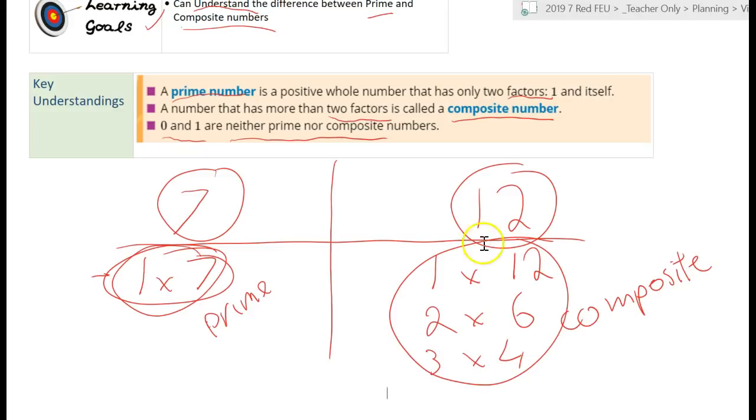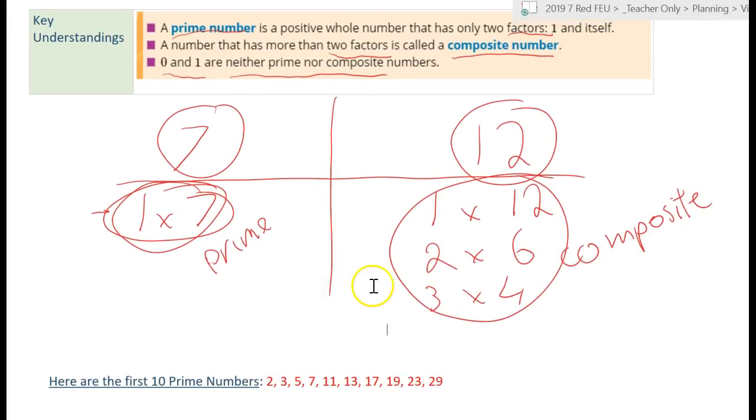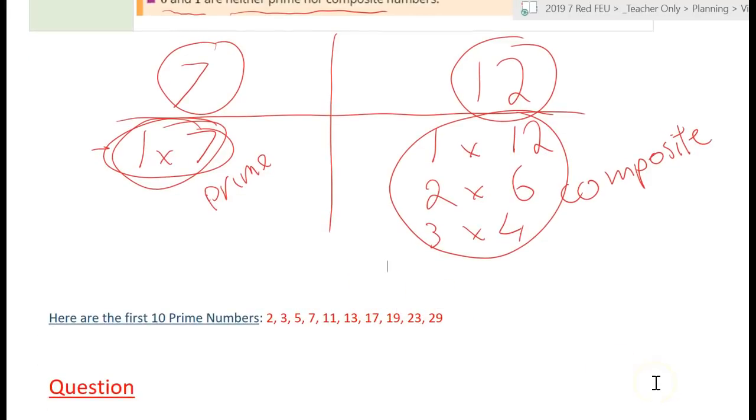Now I'm going to show you a quick trick, and something that you should definitely do. At the bottom here I've got the first 10 prime numbers. Please write these down in your notes section, because these won't change no matter what we're doing. If you can understand and memorize these 10, you'll be able to help yourself a lot when we're dealing with prime numbers.